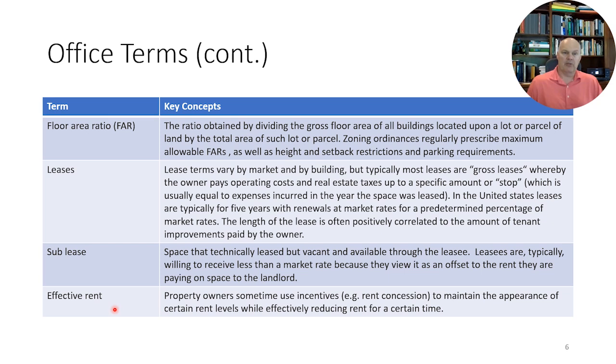Lastly, you want to take a look at effective rent. Property owners sometimes use incentives like rent concessions to maintain the appearance of certain rent levels while effectively reducing their rent over a certain time. To be able to counteract that, you calculate what's an effective rent, and then you can compare that effective rent to other buildings' effective rents to get an indication of which building you might want to lease from.